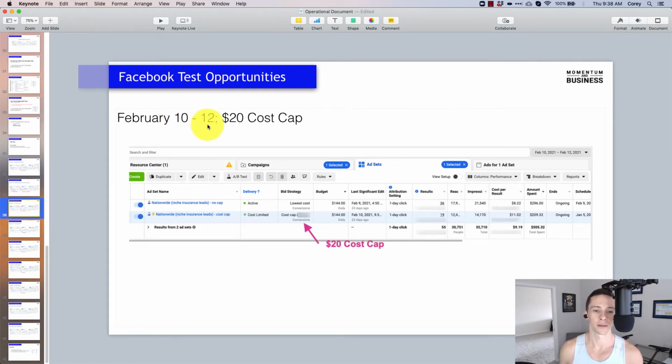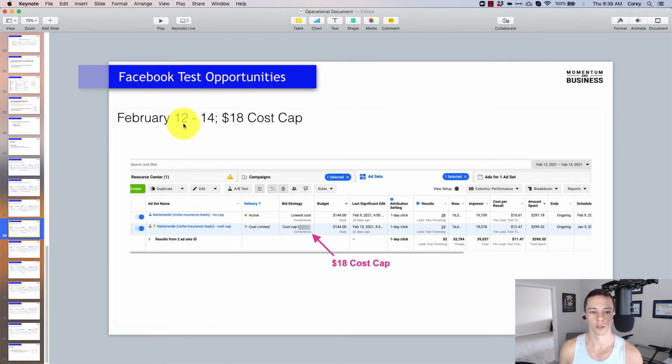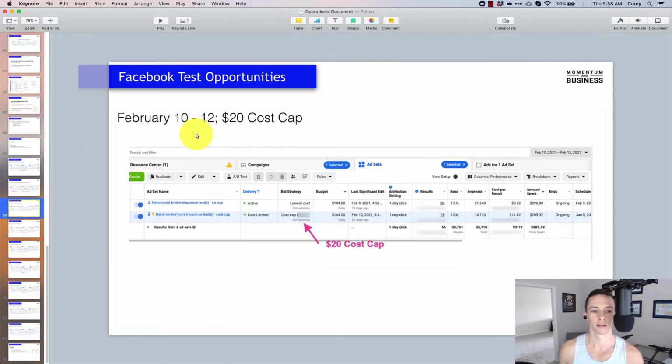Over the 10th to the 12th with the $20 cost cap, our cost cap ad set would continue to improve and get some more data in here, but no cap was still really kicking its ass at this point. All right, so things are still happening. And then we'll go on from the 12th to 14th, right? So I ran it from the 10th to the 12th. We got about 2.5 days of data.